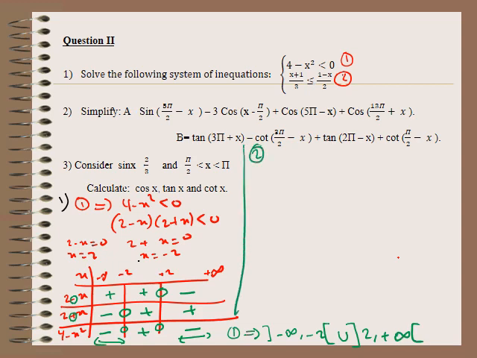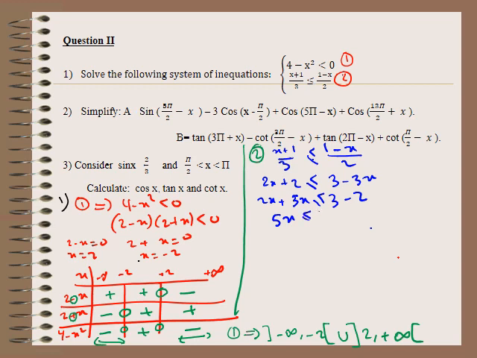Second inequality. x plus 1 over 3 less than or equal to 1 minus x over 2. By cross multiplication, 2x plus 2 less than or equal to 3 minus 3x. 2x plus 3x less than or equal to 3 minus 2. 5x less than or equal to 1, so x less than or equal to 1 over 5.